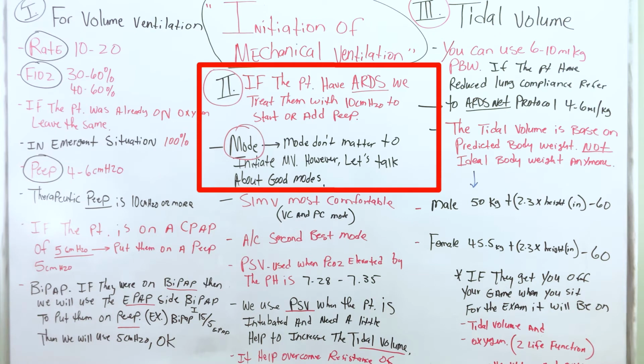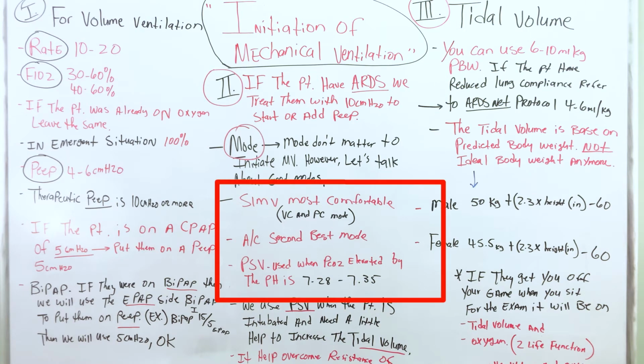Mode of ventilation. As everyone says, mode doesn't matter to initiate mechanical ventilation. I agree. However, let's talk about good modes that you must know. SIMV is the most comfortable and the best mode. You can use SIMV for volume control or pressure control, and when we talk about pressure control, we'll talk about that. Assist control is the second best mode. You go from SIMV, and if you need to, you can go to assist control.